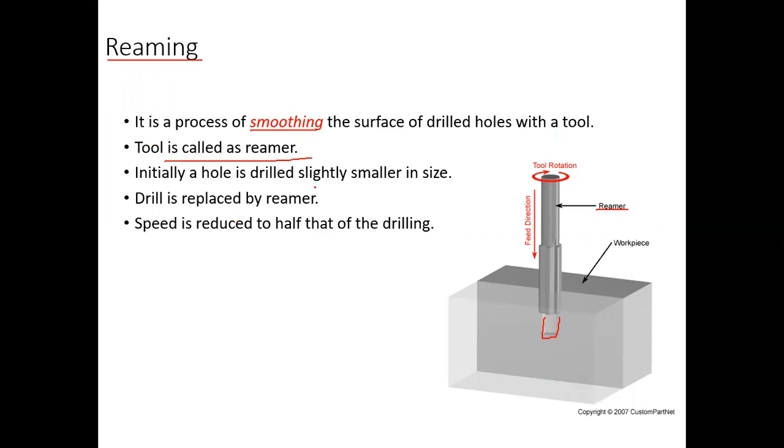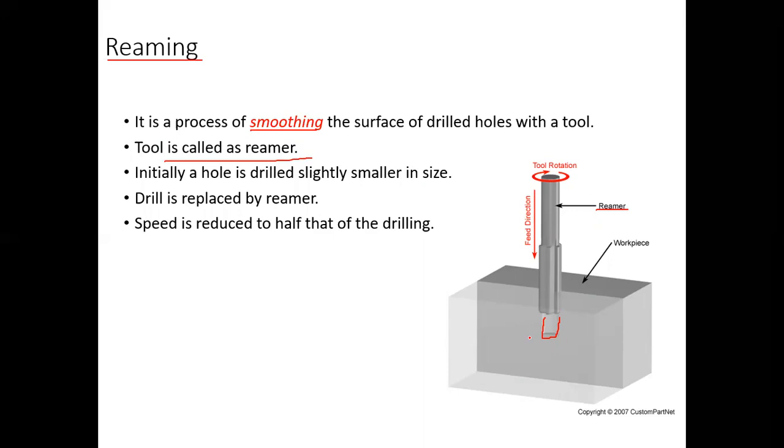Initially the hole is drilled slightly smaller in size. Very slightly smaller, not a very big difference between the reamer and the drill. That's why this is not enlarging the hole, it only finishes the hole. For finishing, a small fraction of the material is removed from the surface. Maybe a few microns, or less than 1 mm, maybe 0.5 mm, or 100 microns, or maybe 15 microns of material is removed.